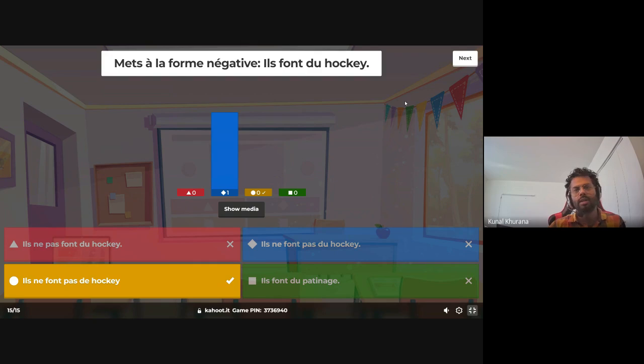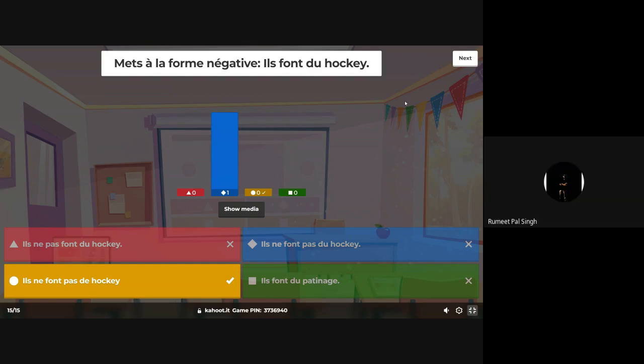Silent. So that's how it's formed. Il ne font pas de. So when negation comes, you have to write it with "de". You have to remove the article, and then whatever comes next, the plus the noun.